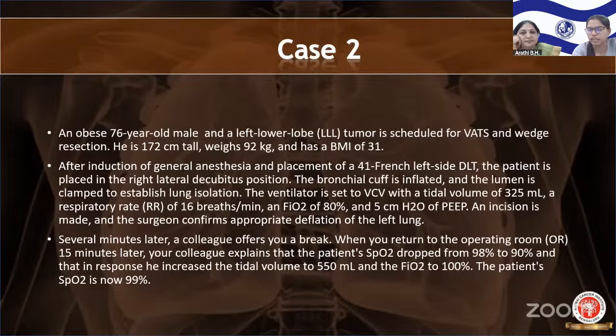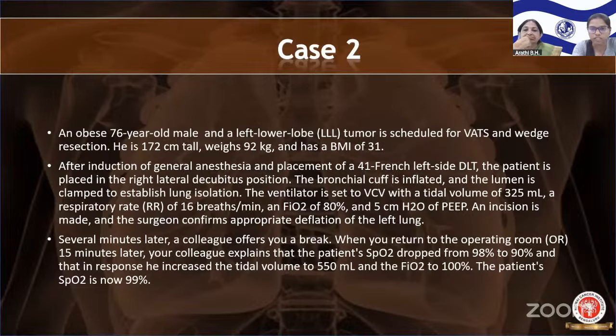So case scenario 2: an obese 76-year-old male with a left lower lobe tumor scheduled for VATS and wedge resection. He is 172 centimeters tall, weighs 92 kg, and has a BMI of 31. After induction of general anesthesia and placement of a 41 French left-sided DLT, the patient is placed in right lateral decubitus position.